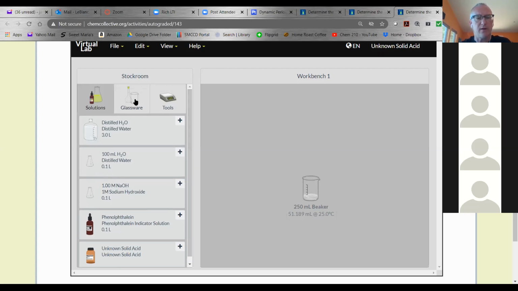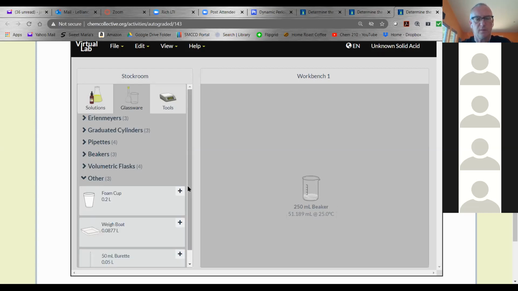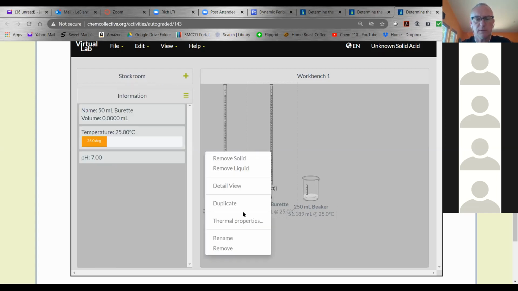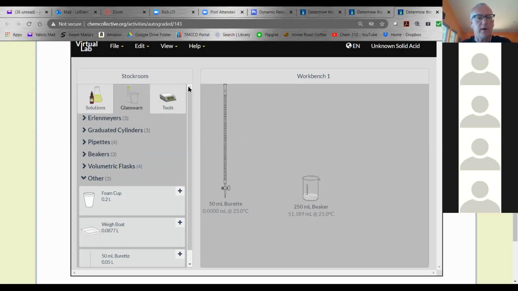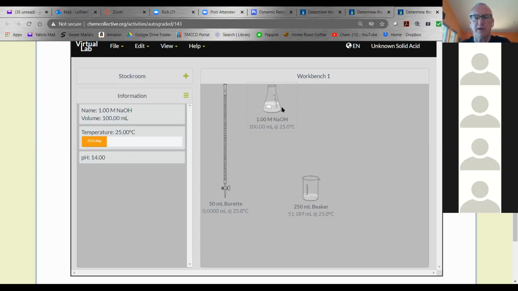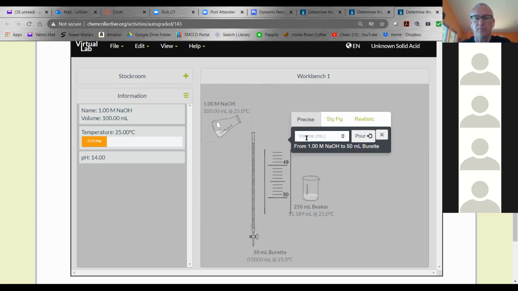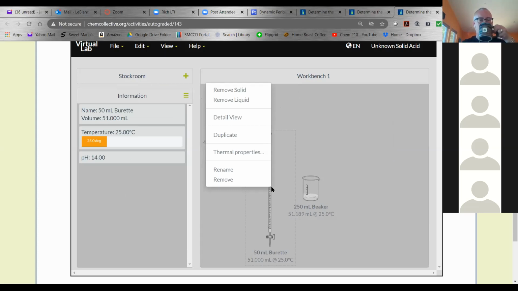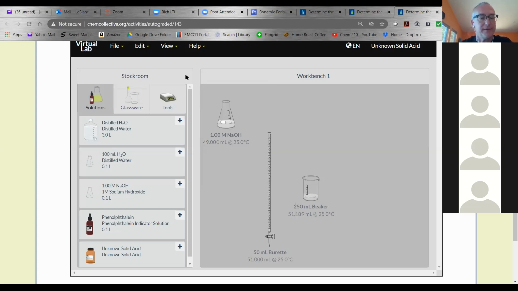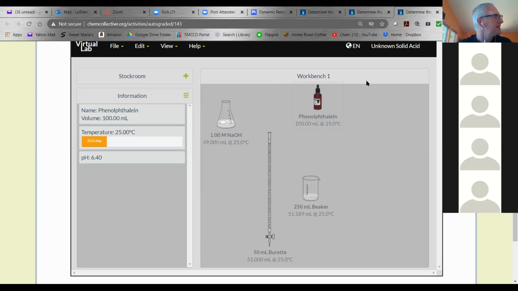Now I want to get my burette out. Oops, again, only need one. Yeah, there we go. And I'm going to put my 1.00 molar solution of sodium hydroxide in. And let's do 51 mils this time. And then put it over my, oh, what have I forgotten? The indicator. That is right. I forgot, that would have been bad. I just remembered. So let's put some phenolphthalein in there. Put a mil in.